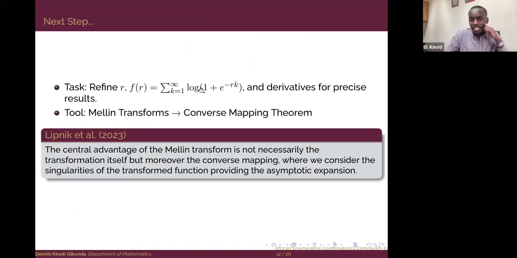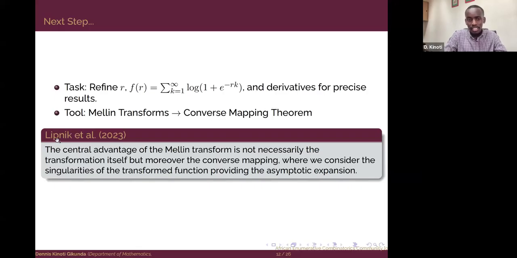So once we have these functions and their derivatives, the next thing to do is for us to transform them. The reason for the Mellin transform is for us to get where the poles are, where the singularities of this particular power series are. Where do we get the singularities? And once we have the singularities, then we can employ the converse mapping theorem.